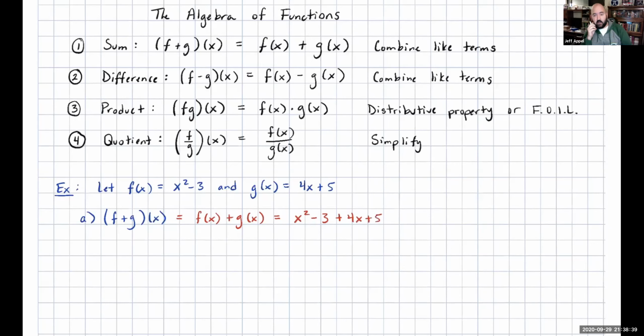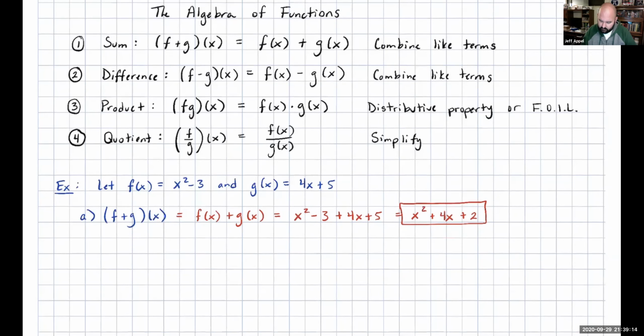And then as it says up top there, just combine like terms. So looking here at the potential like terms that can go together, it's just the constant terms. So we're going to get an x squared. We have a plus 4x. And then if you take that negative 3 and add it with the 5, that's just going to give you a positive 2. And this represents your solution. So x squared plus 4x plus 2 is what you would get if you were to add those two functions together. Okay. So literally just combining like terms is all you're doing.